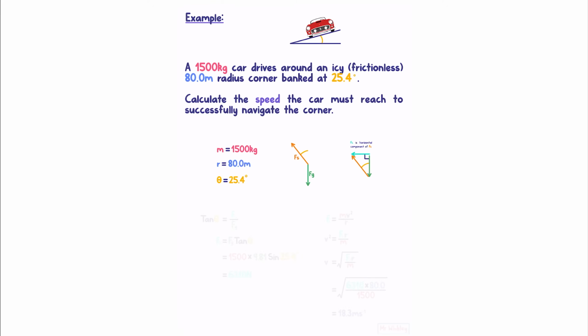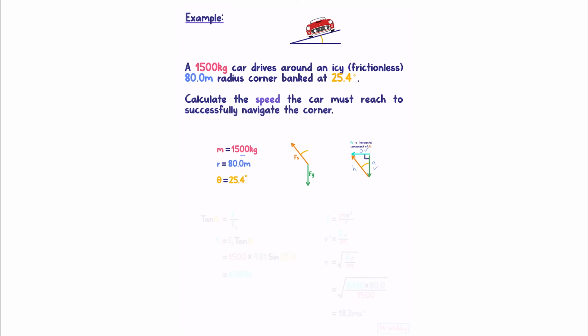And now, knowing that this is our hypotenuse, this is our adjacent, and this is our opposite, because we can easily find the gravitational force using our mass, we might as well use the adjacent, and to calculate the speed, we need to figure out the centripetal force, so we need to know our opposite.